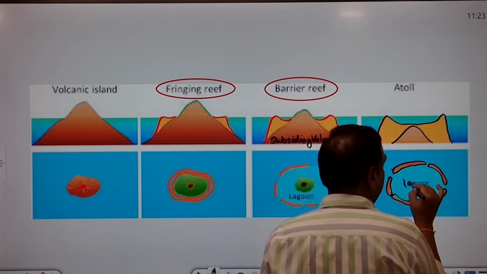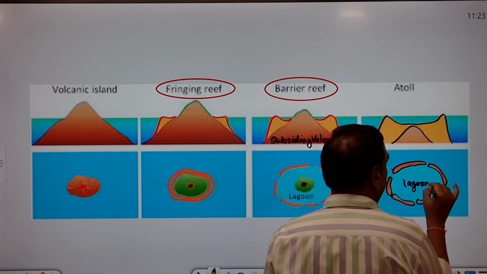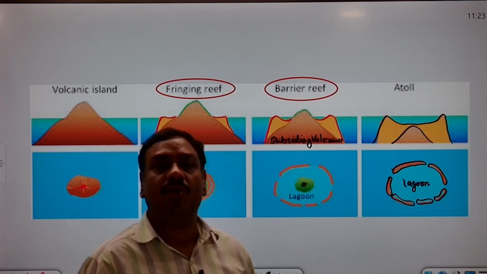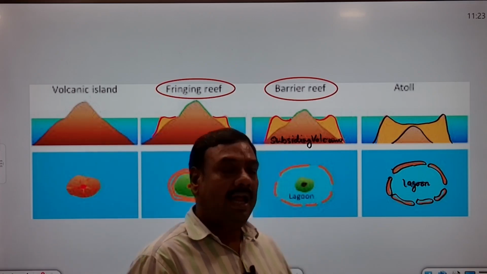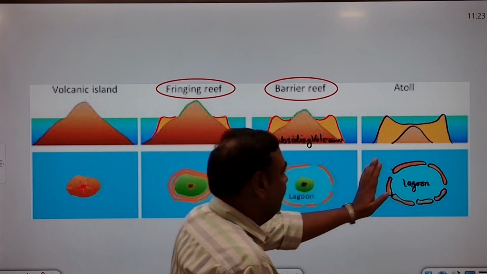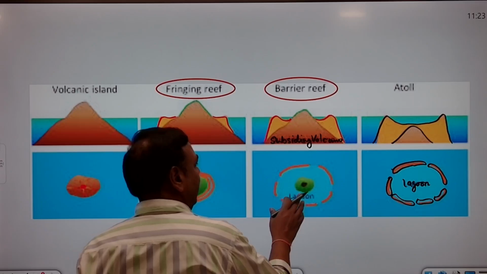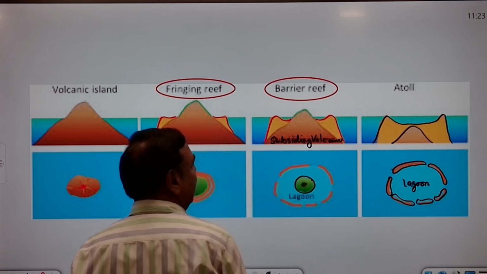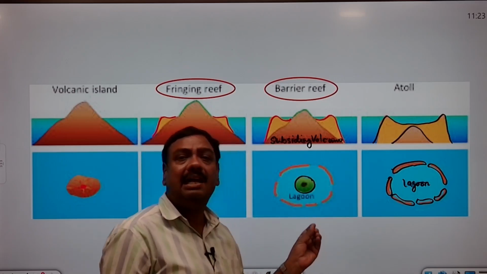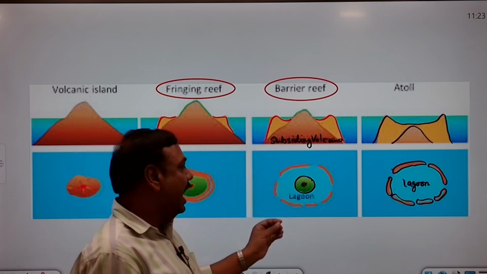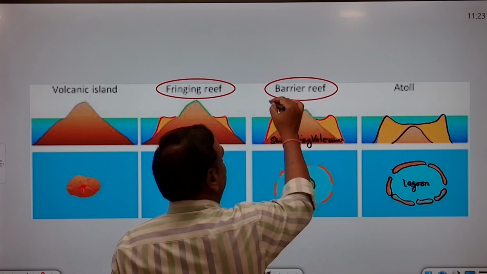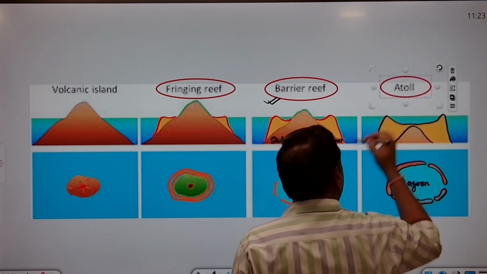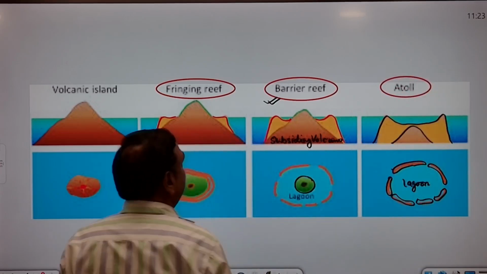So a lagoon is surrounded by such kind of ring-shaped coral reefs. This ring-shaped coral reef has been called as atoll. This is called as atoll, right? So here we have lagoon. It is the start of formation of lagoon, but a little part of volcanic island is seen here in this case, and so that kind of reef has been called as barrier reef initially. Then after the formation of barrier reef, an atoll has been formed.